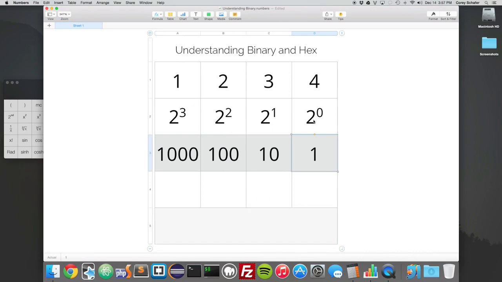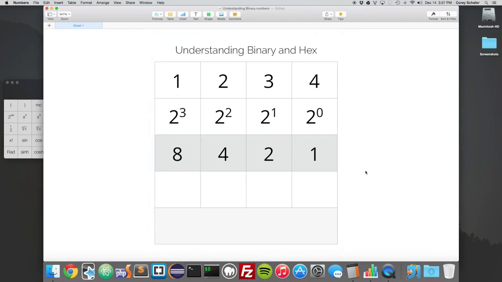And then 2 to the 0th power is still 1. 2 to the first power is 2. 2 to the second power is 2 times 2, which is 4. 2 to the third power is 2 times 2 times 2, which is 8. And so let's go ahead and look at a binary number here.